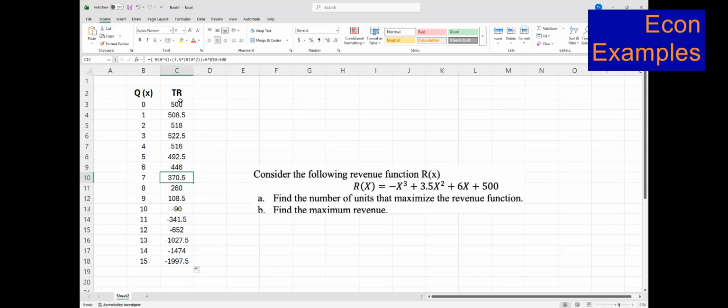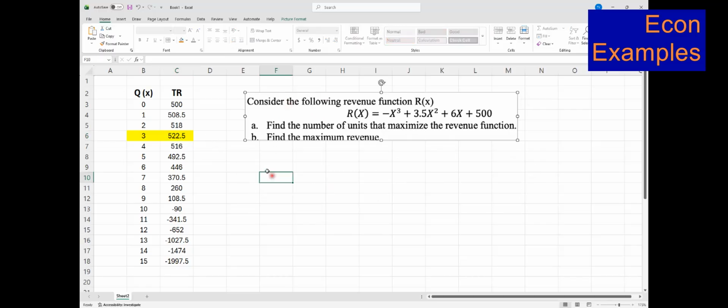But anyway, so 0, 1, we're just looking for the highest number, and it looks like the highest number is 3. So the answer to this one would be 3. And the total revenue when you produce 3 is $522.50. And so that's how to calculate that.